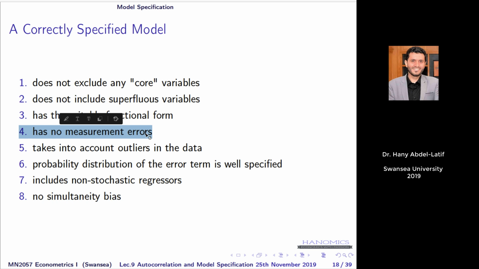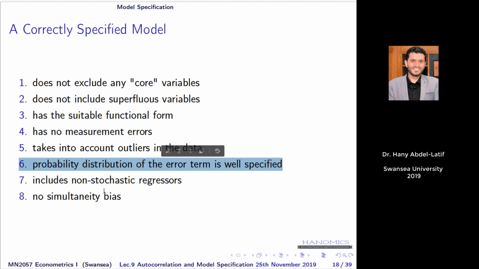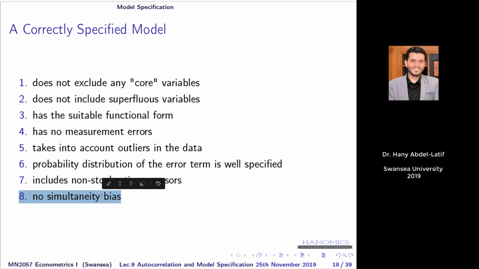We didn't talk about outliers. We didn't talk about the distribution of the error term. We didn't talk about simultaneity bias. By that we mean that in your model, when you have an equation, your causality should run from x to y, not the other way around. When you have a model, we assume that x determines y, so the causality runs from x to y.